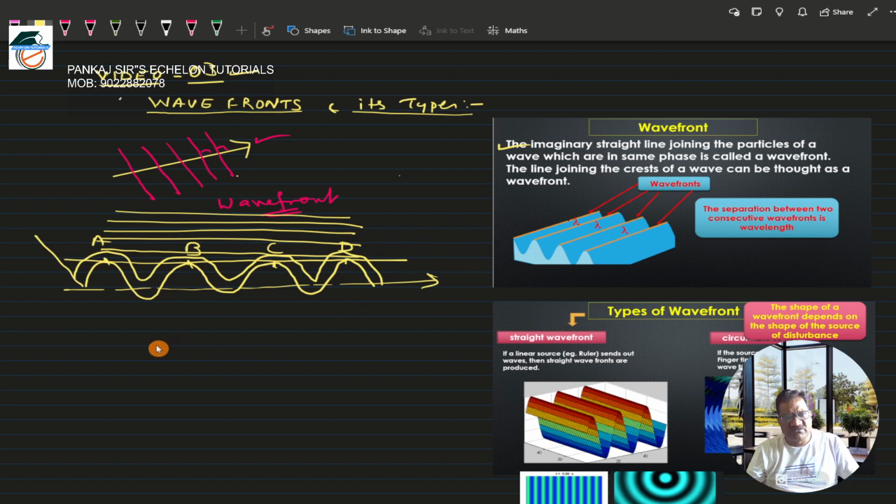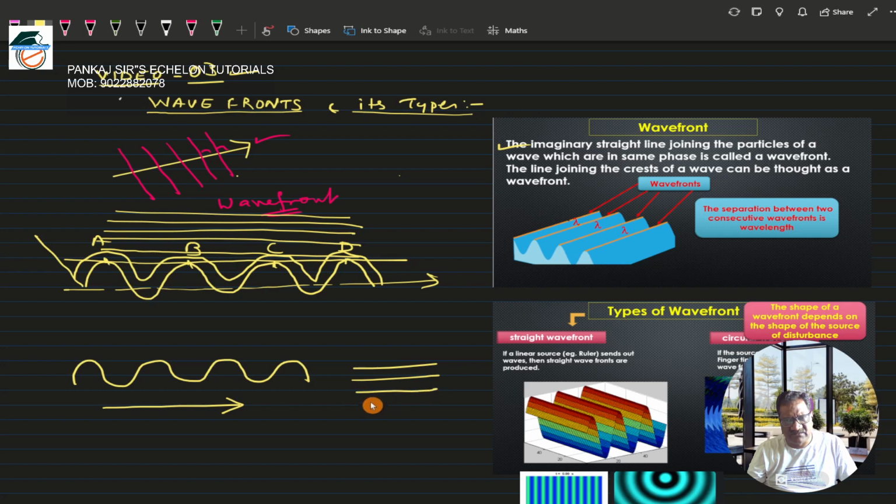If you want to imagine it that way, suppose this is a wave and it is traveling from left to right. Then this wave can be shown just in the form of a wave diagram like this. So this is known as a wavefront.